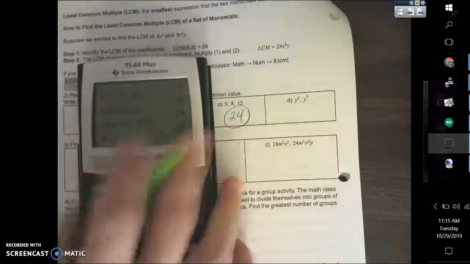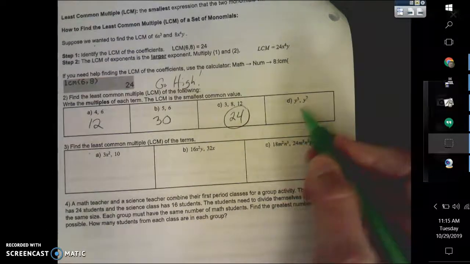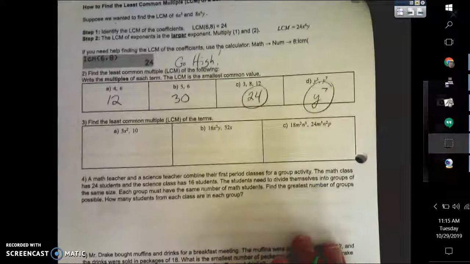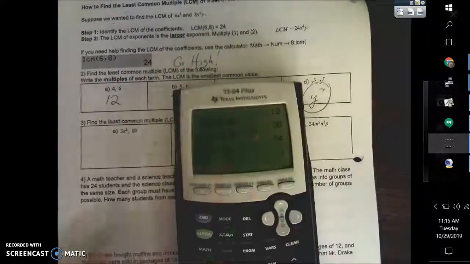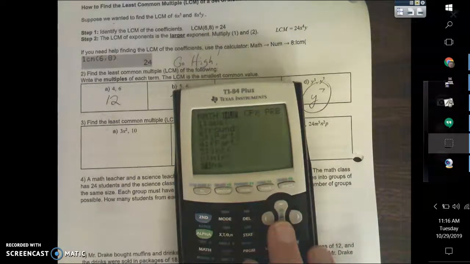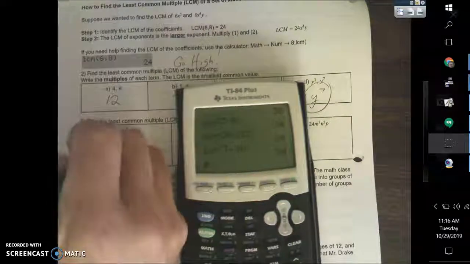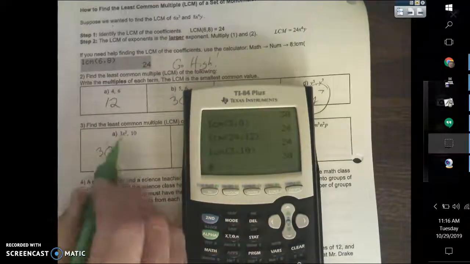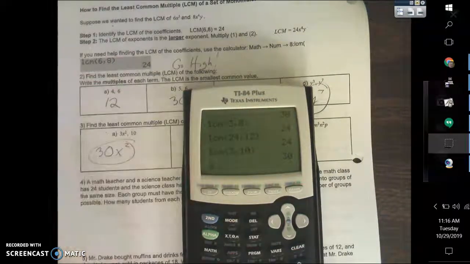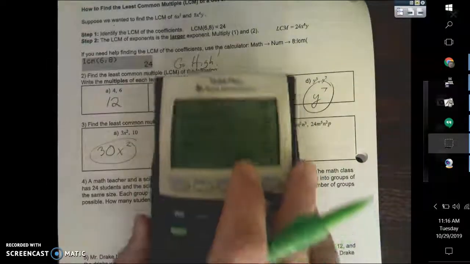Now, for variables, go high. GCF we went low, LCM we're going to go high. Between y to the third and y to the seventh, the higher one would be y to the seventh. So let's put this together now. If I want to find the LCM between 3x squared and 10, I go math, number 8, 3, comma 10. So 30 is my number. Between x squared and nothing, the higher one is x squared. That one's a little tricky. Very good.